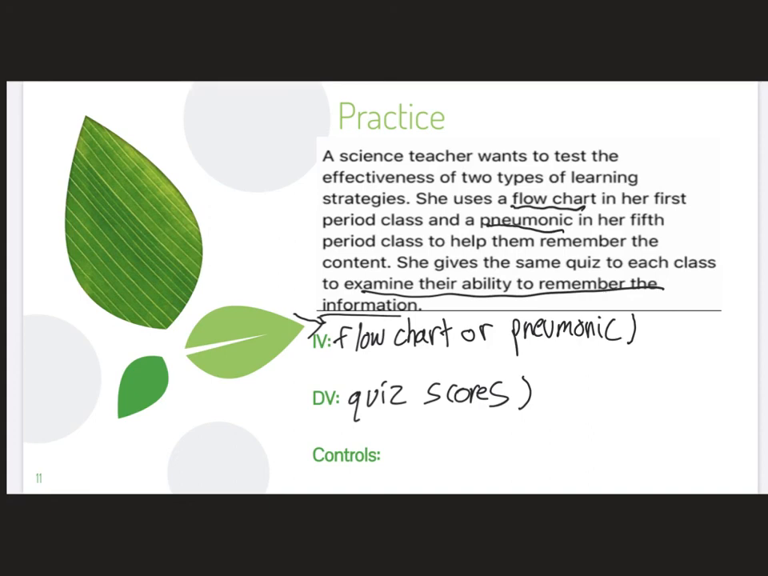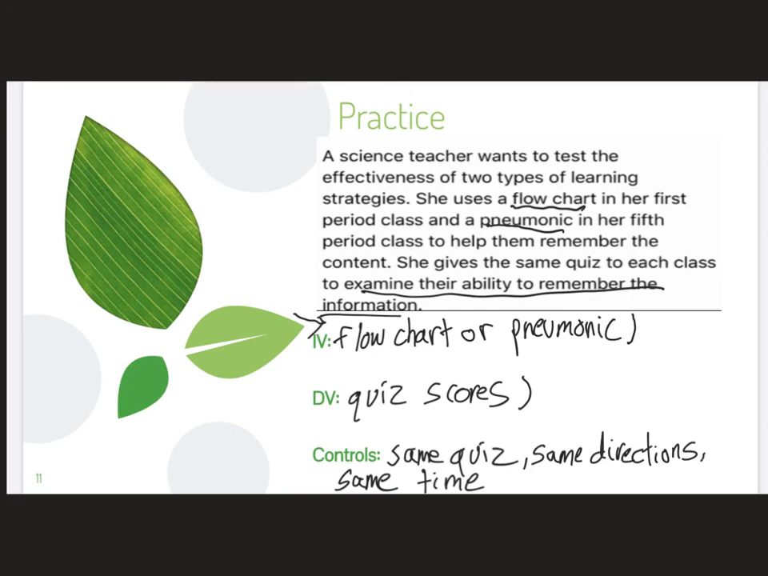For controls, the big one is right in the problem. She needs to make sure to give both groups the same quiz, because if she gives one group a harder quiz, they might do worse than the other group, and it would have nothing to do with what kind of flowchart or mnemonic they got. I would also say she should give both groups the same directions. She should give them the exact same instructions when they start the quiz. Also, she'd probably want to give them the same amount of time to complete the quiz. If one group gets a longer amount of time, then that might affect our results.